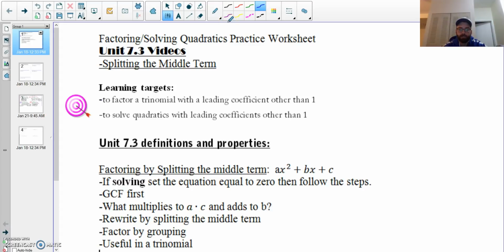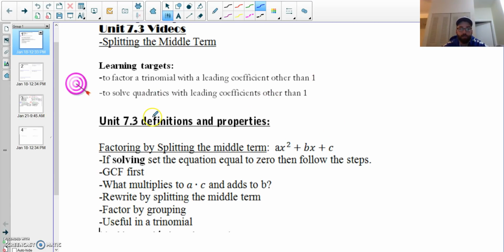All right. Today in this video, we're going to be splitting the middle term. We're going to learn to factor a trinomial with a leading coefficient that's other than 1, and then to solve quadratics with leading coefficients other than 1 as well.